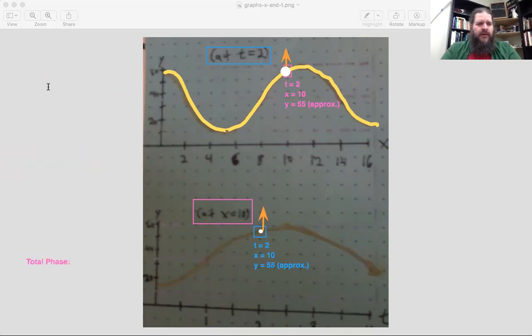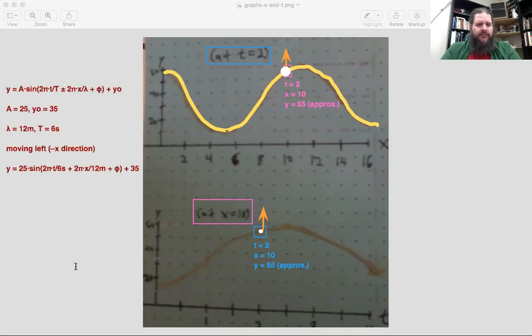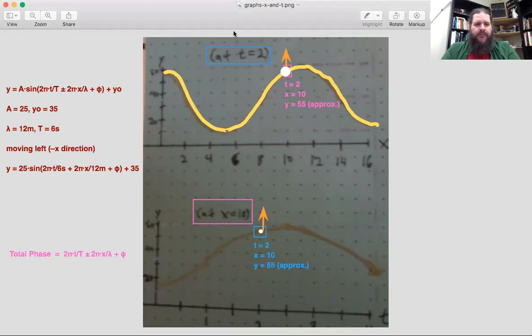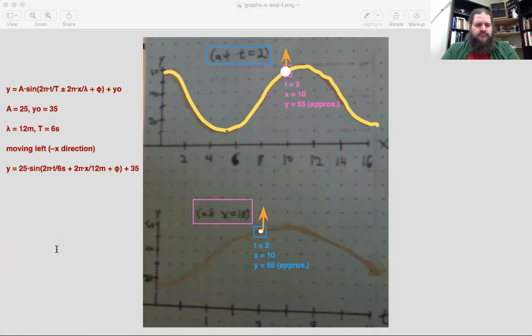Total phase, everything inside the sine function. This is just a convenient way of writing out the whole thing inside the sine function, usually written as a capital phi. Let me go copy paste one of those. So capital phi, the total phase, is 2 pi t over period plus or minus 2 pi x over lambda plus little phi. And that just represents shorthand for everything inside the sine function.